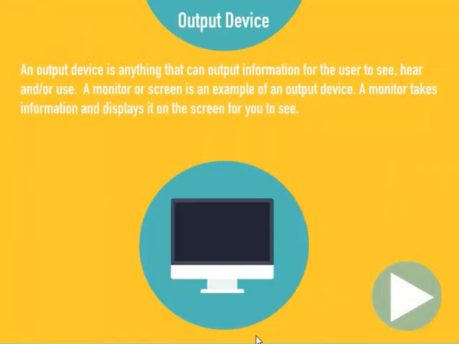Output device. An output device is anything that can output information for the user to see, hear, or use. A monitor or screen is an example of an output device. A monitor takes information and displays it on the screen for you to see.